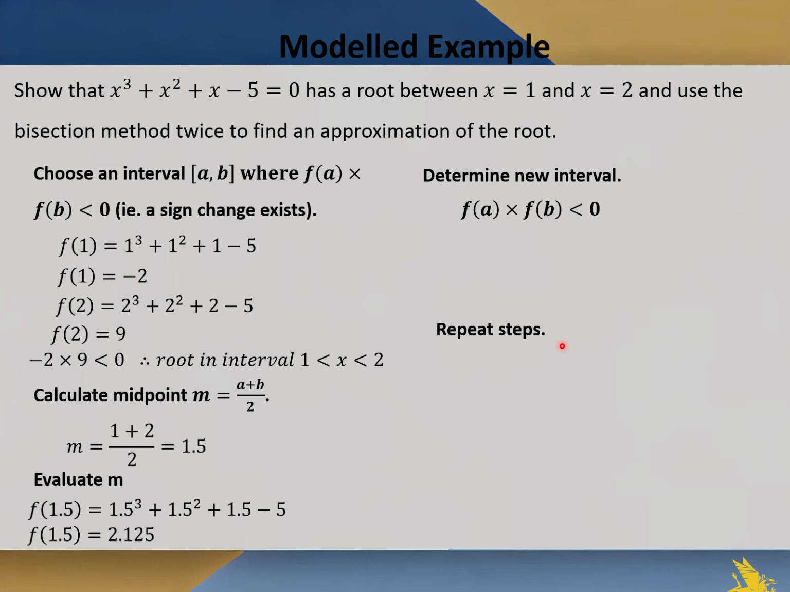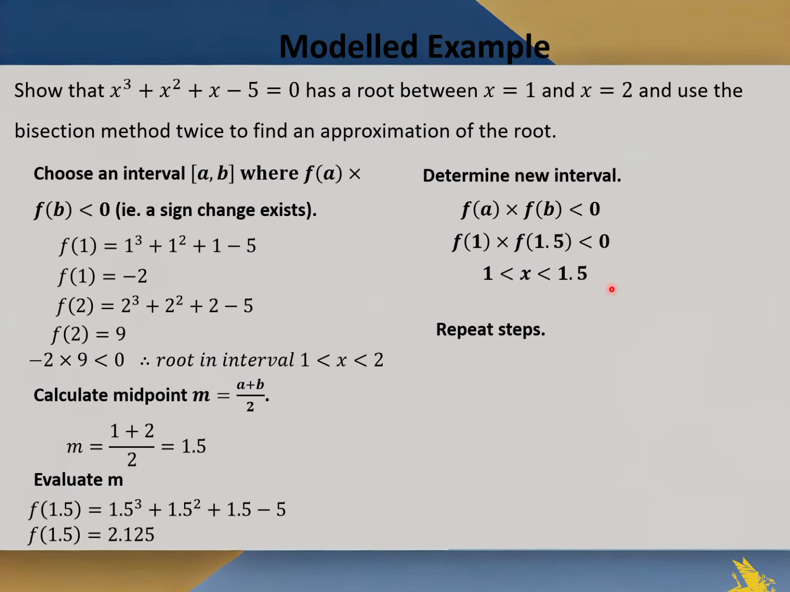So we need to follow this rule that we are timesing f of a times f of b, and it should give us less than 0, which means there's a root. So because 2.125 is positive, I need to look for the one that gives me a negative, which is 1. So that means my new interval now is going to be looking at between 1 and 1.5. We keep repeating these steps.